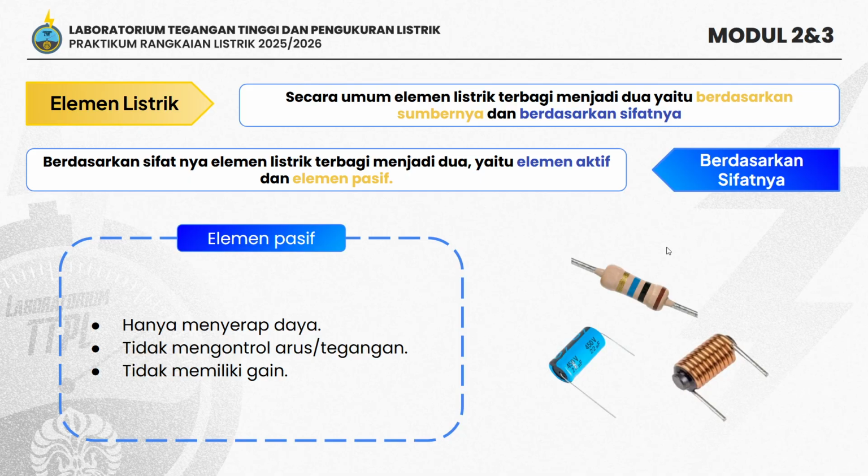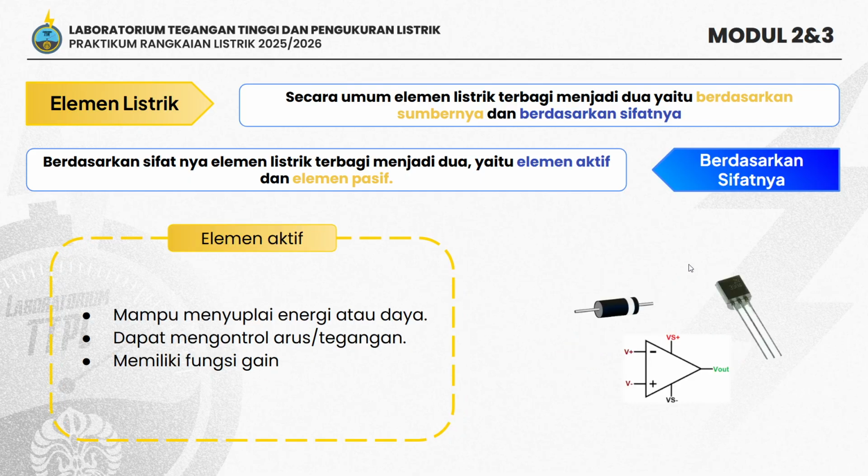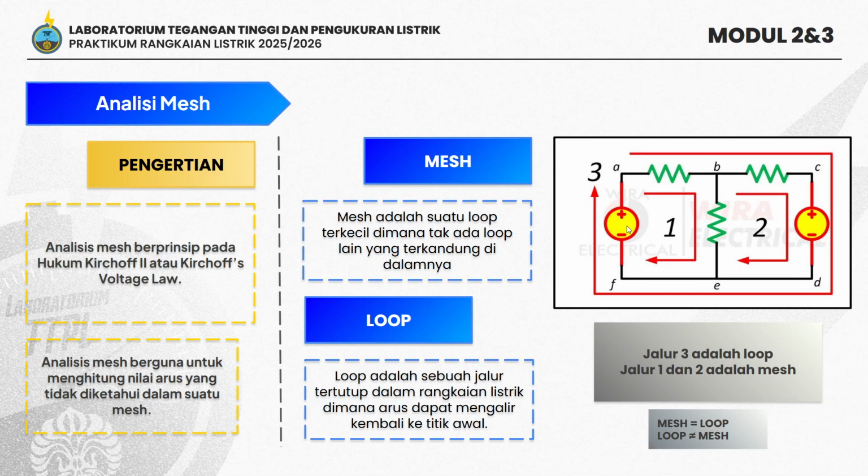Based on the properties, electrical elements can also be divided into two, that is passive elements and active elements. Passive elements can only absorb power, cannot control current or voltage, and have no gain function. Examples include resistors, inductors, and capacitors. And active elements can supply power and control current or voltage with gain, such as motors, generators, op-amps, diodes, and batteries.